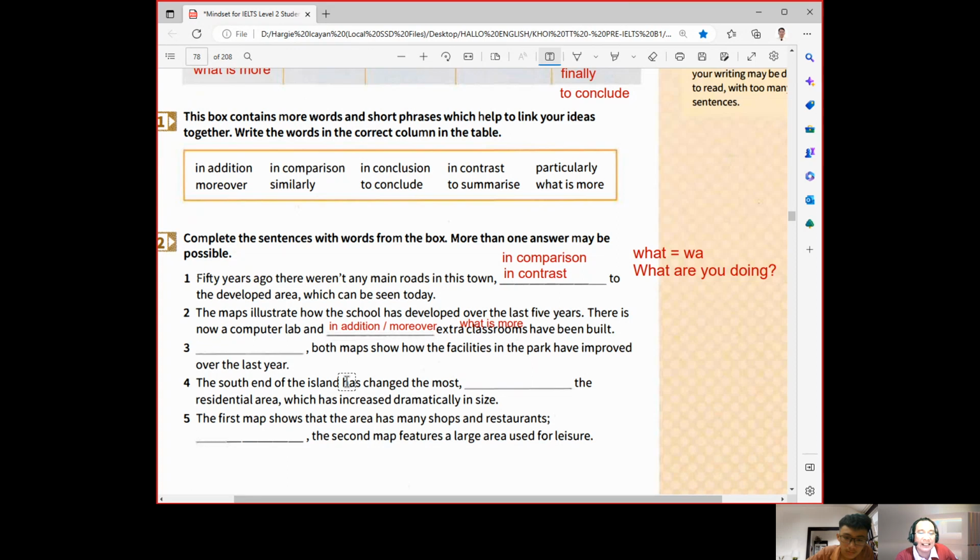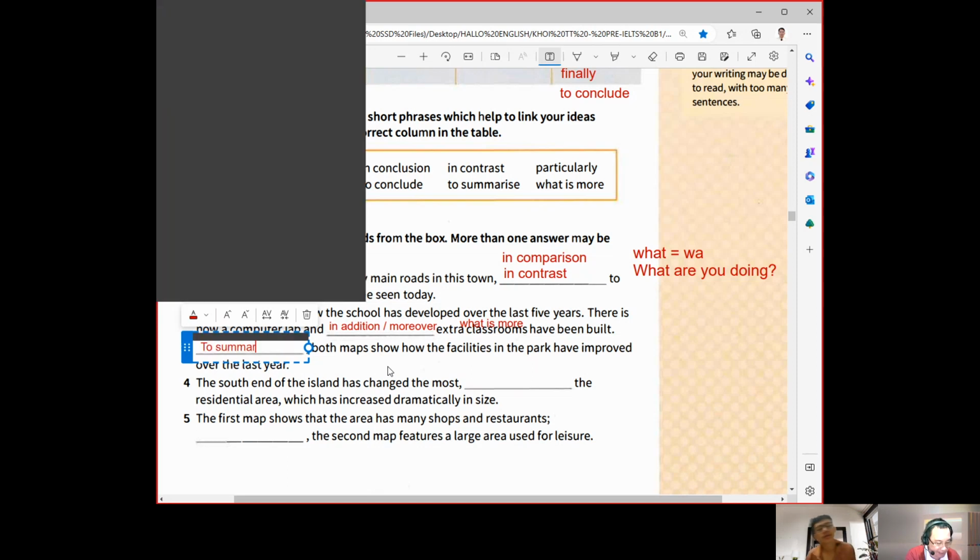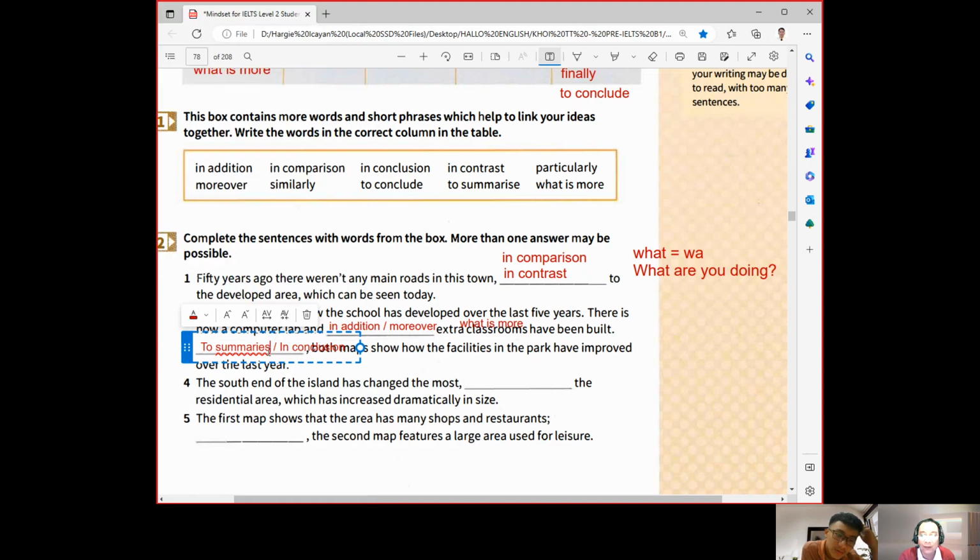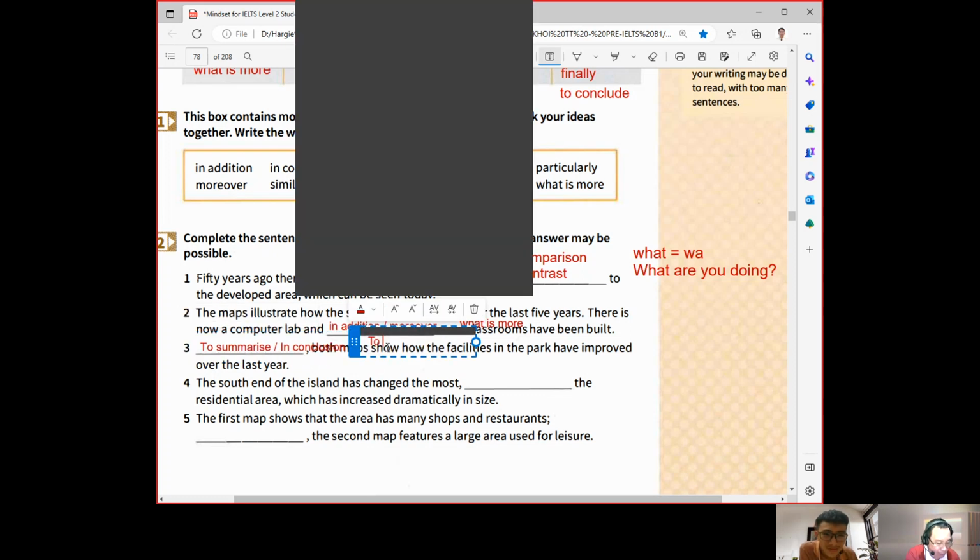Blank boat map show how the facilities in the park have improved over the last year. So we can say, similarly? Or particularly? No. In comparison? No, not in comparison, Koi. This one is part of the conclusion part. So you can also say "to summarize." Because this one is part of the conclusion, we can also say "in conclusion." What else? "To conclude." Yes, that's correct. So there's another one, "to conclude."